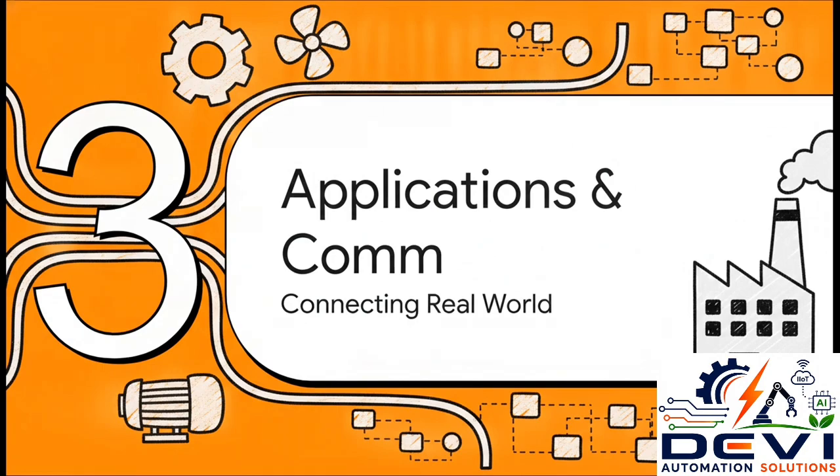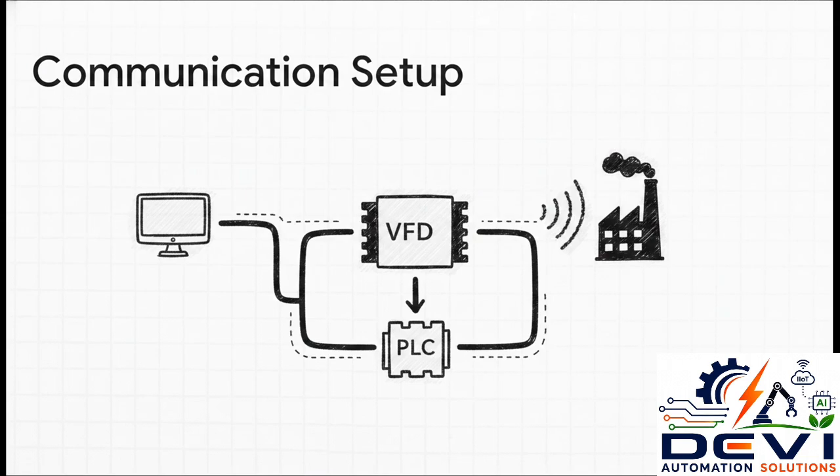Section 3, Applications and Communication Setup. Let's connect this to the real world. Modern factories are obsessed with data, right? By configuring communication parameters, we're basically teaching the VFD the native language of the factory floor. Whether you're running a traditional RS-485 serial connection with Modbus RTU or a high-speed Ethernet setup using Modbus TCP, these settings let the VFD stream its data seamlessly back to your main PLCs and SCADA networks. Total facility monitoring, right at your fingertips.